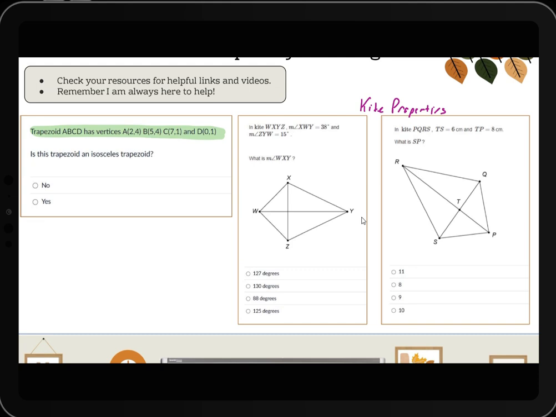You're finding the measure of WXY, which is this angle right here. And over here, you're finding SP. Now this one, I would refer you back to one of the slides because we covered a problem just like this. So I certainly would reference that in the slides directly.